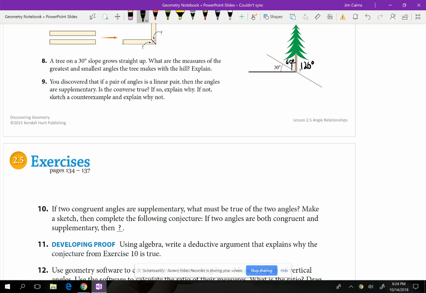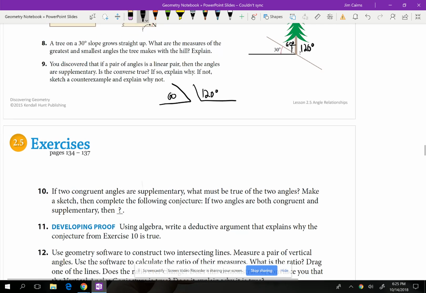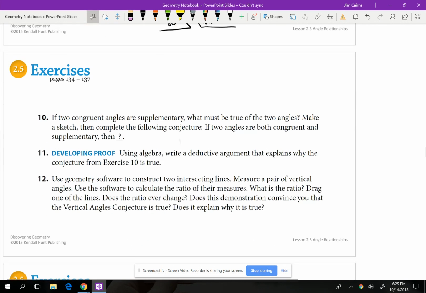Now you discover that if a pair of angles is a linear pair, then the angles are supplementary. Is the converse true? So if angles are supplementary, then they're linear pair. That would not be true because here are two supplementary angles and they are not a linear pair. So that would be a counterexample for that one.